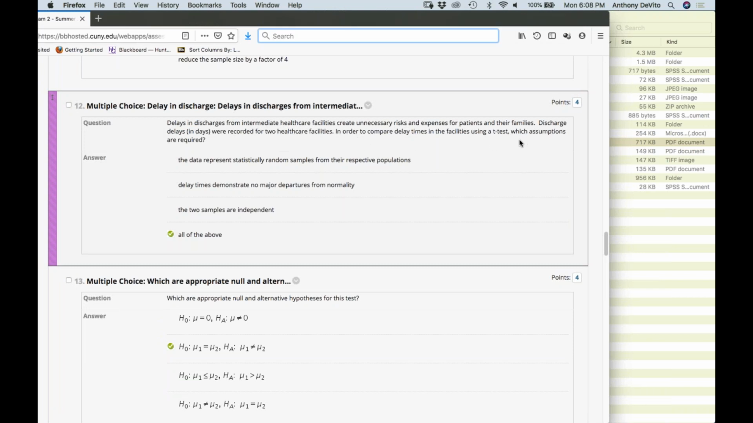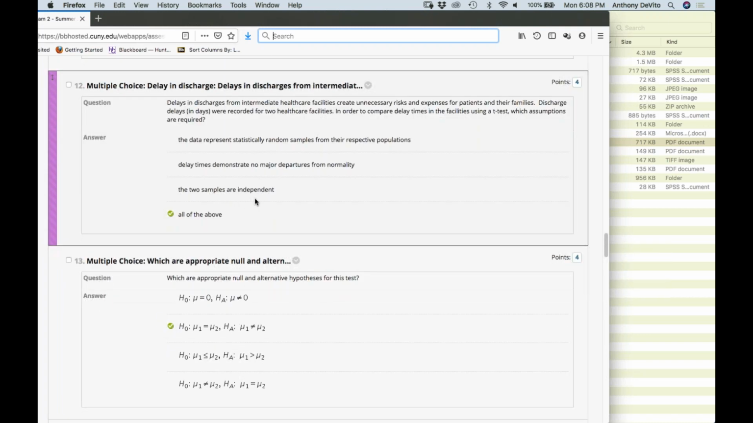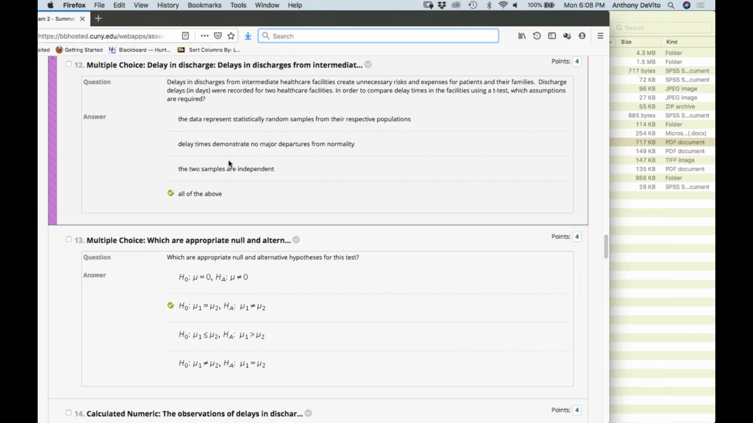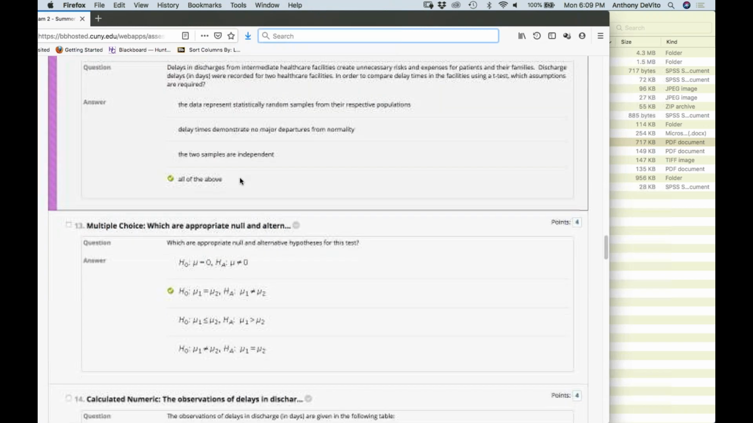Okay, in order to compare the delay times using a t-test, which assumptions are required? The data represents statistically random samples from their respective populations. Yep. Delay times demonstrate no major departures from normality. Okay, we want it to be roughly normal. And the 2 samples are independent. In other words, they aren't relatives of each other or taken from people that work for the same company or something like that. They're truly independent and randomly sampled. And in fact, all of the above, because those are our 3 primary assumption requirements for the t-test.